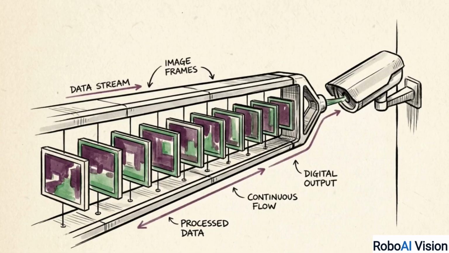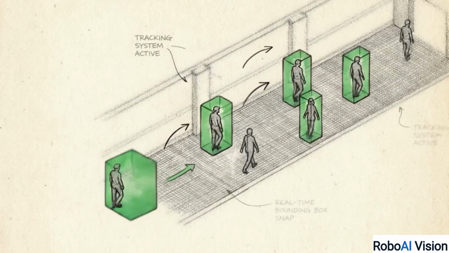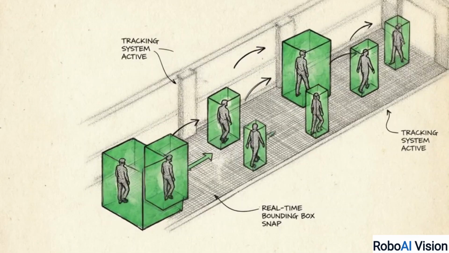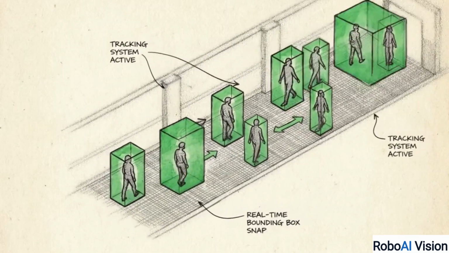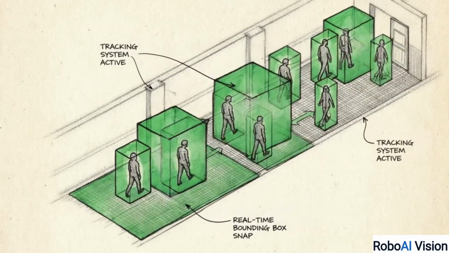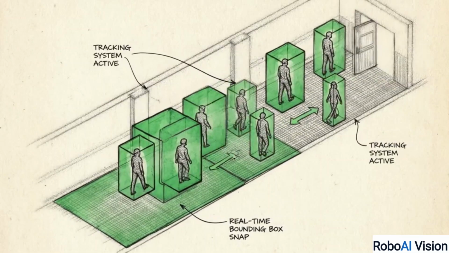This camera captures video at 30 frames per second, publishing the raw image data to a dedicated ROS2 topic. Our custom perception node subscribes to this video feed and processes each frame through a YOLOv8 deep learning model, snapping bounding boxes around every detected person.